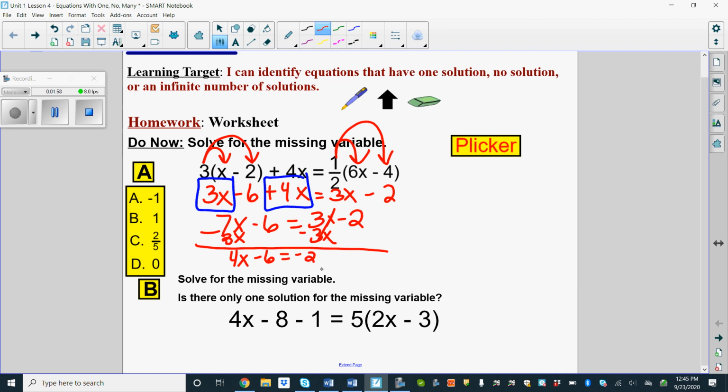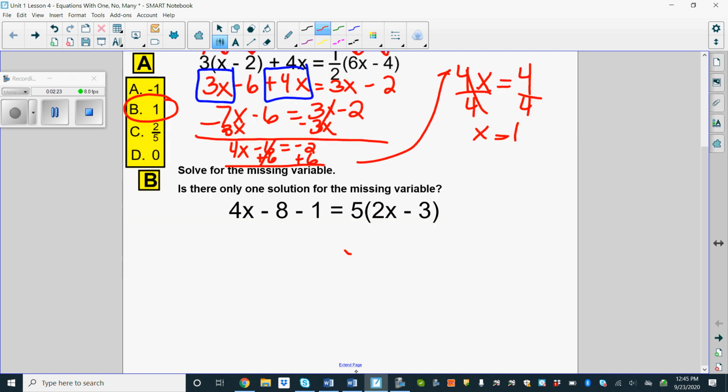Now we need to get the variable alone, so we're going to move the negative 6 over by adding 6 to both sides. Now I'm going to rewrite it up here: 4x equals a negative 2 plus 6, put into your calculator is 4. Divide by 4 on both sides, and this answer is x equals 1, which is answer choice B.